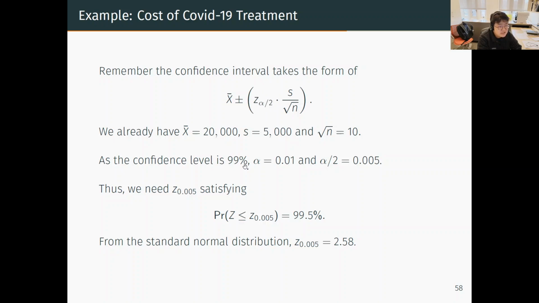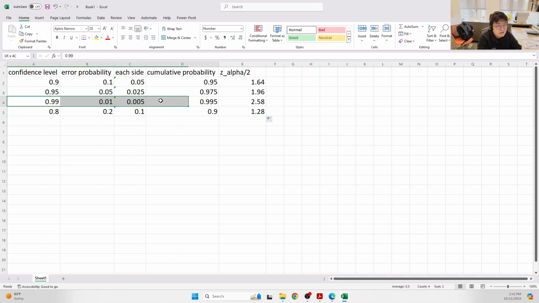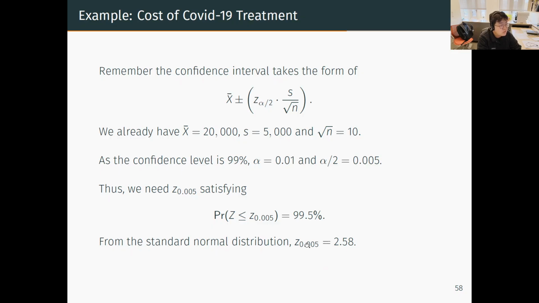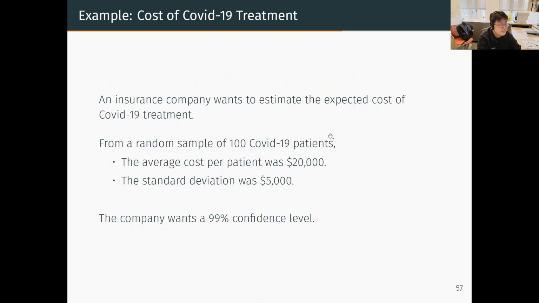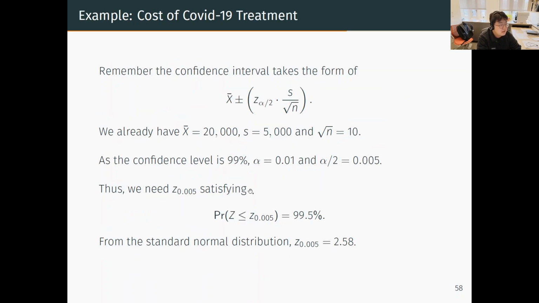It depends on the confidence level, 99%. So you may use Excel, right? This is what you get from Excel, or you can just go to this table and choose the number that corresponds to 99%, and then you get 2.58, right? Following the previous logic, calculating error probability and half of the error probability and turning that to cumulative probability, you get 2.58.